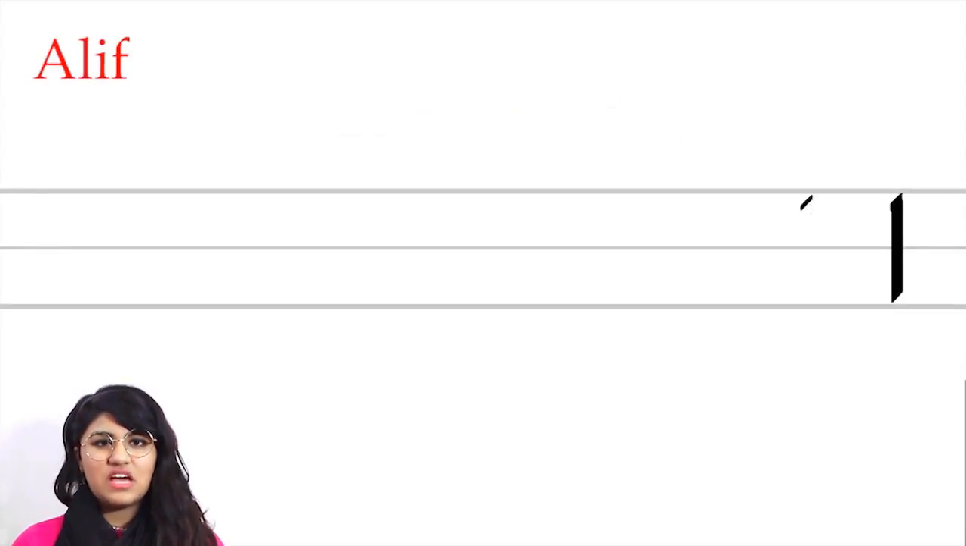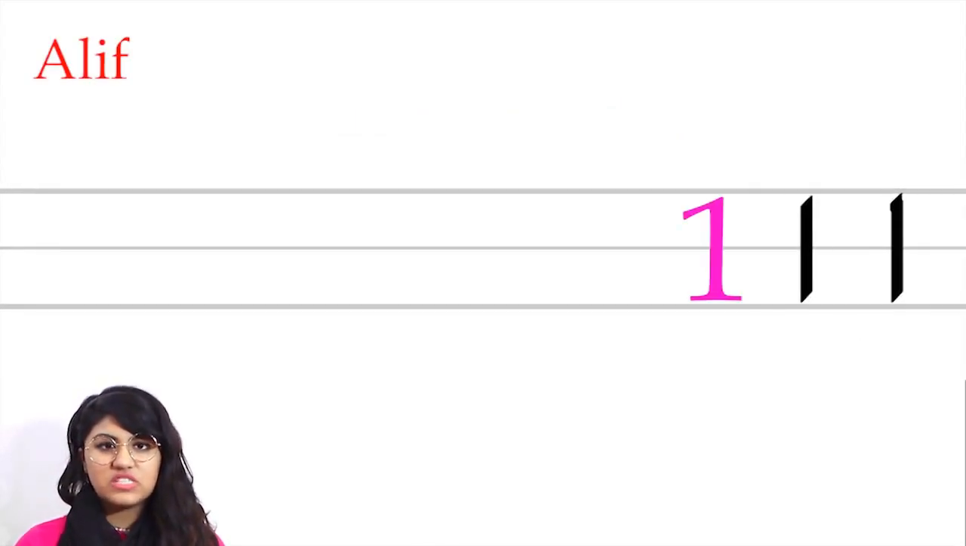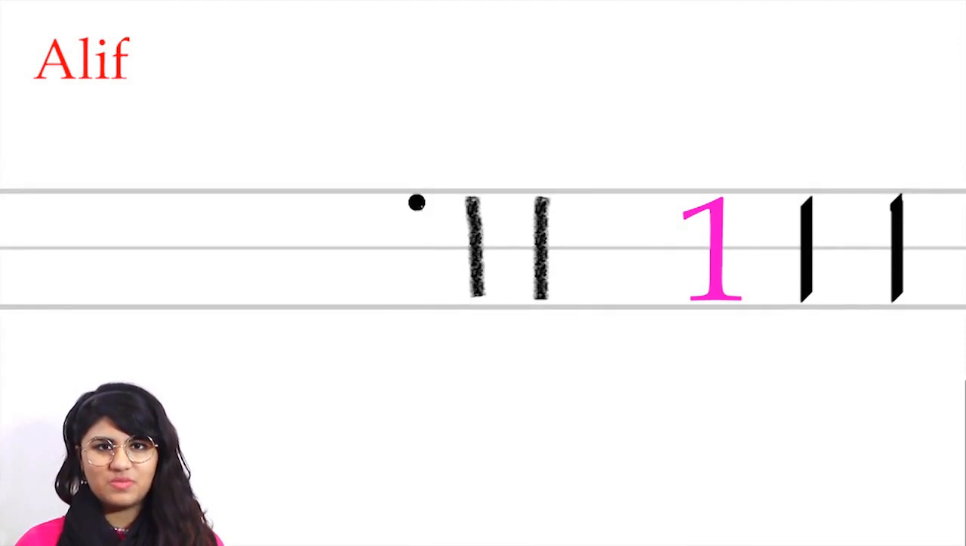So first letter is Alif. Alif looks like a tall line. Think of Alif as the first letter in the alphabet, so it looks like a number 1. So top to bottom, top to bottom, top to bottom.